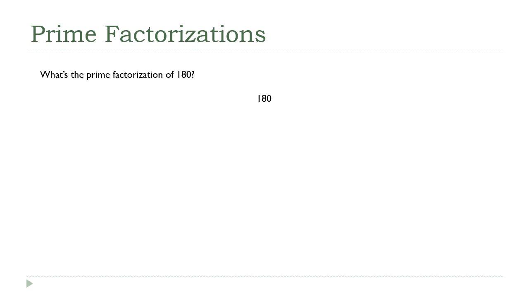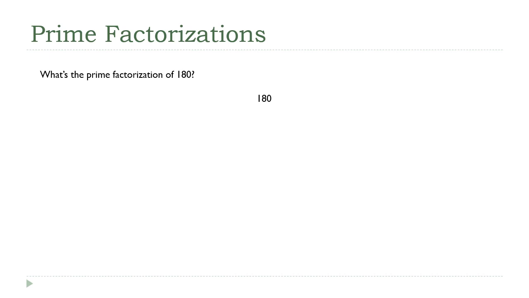Let's see if we can figure out what the prime factorization of 180 is. I'm going to do this using the factor tree method. You remember how to do that: we just start looking for prime numbers that go into 180. Actually, any number will do, but I'm going to focus on finding prime numbers specifically, since that's what we want in the end anyway.